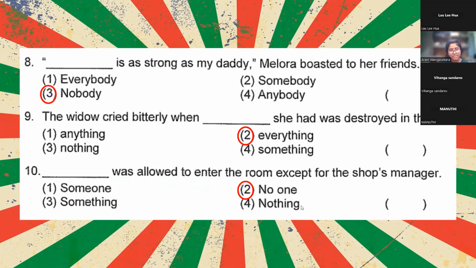And why is it not nothing? Why can't you use the word nothing? But you have the word except, right? Then it doesn't match the sentence. Yeah. Nothing doesn't refer to a person, right? If you're referring to a person, you can't say nothing was allowed to enter the room except for the shop's manager, right? So that's why you can't use the word nothing. So you have to use the word no one. Okay.